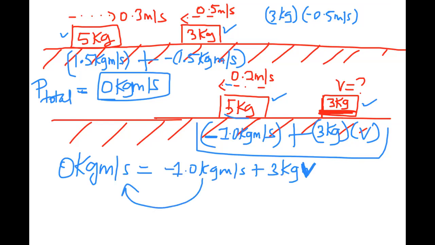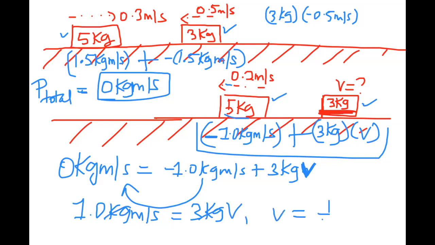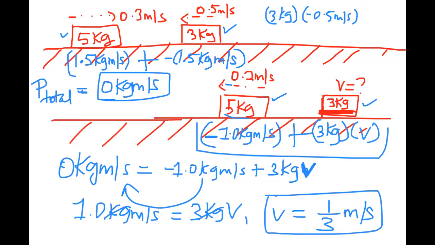Then I can transfer this to the right-hand side. It will look like what? It will be just 1.0 kilograms meters per second equal to 3 kilograms times V. I can divide both sides by kilograms, and the kilogram goes. I remain with 1/3. So V is just 1/3 meters per second. So the velocity of the crate will be 1/3 meters per second.